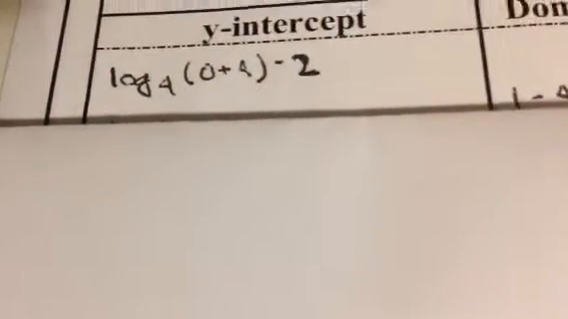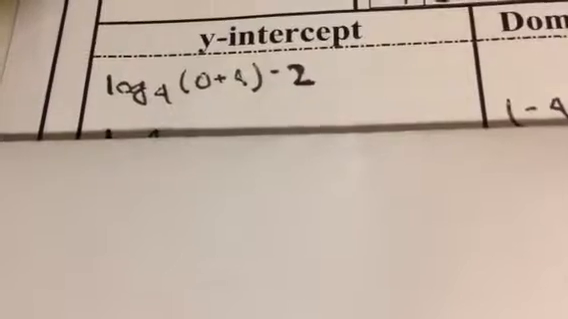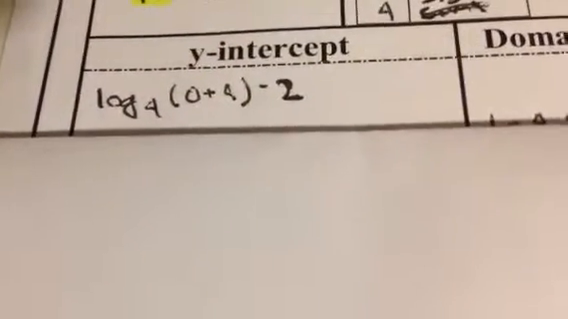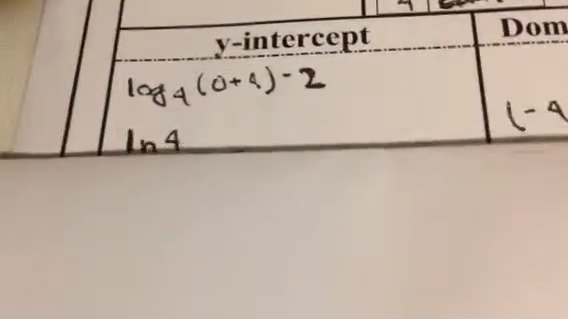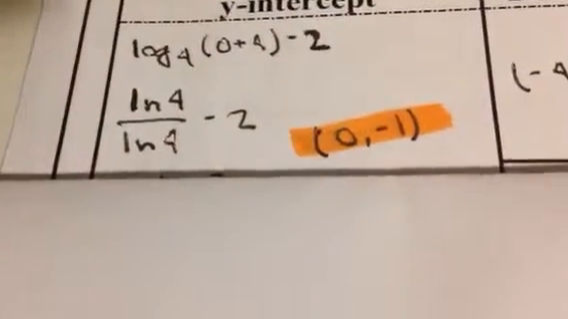Next we're going to find the y-intercept, so we just put x as 0. We're going to use the change of base formula, so we put what's inside the parentheses over log 4, and anything divided by the same thing in logs is going to be 1. We subtract 2 and we get negative 1 as our y-intercept.